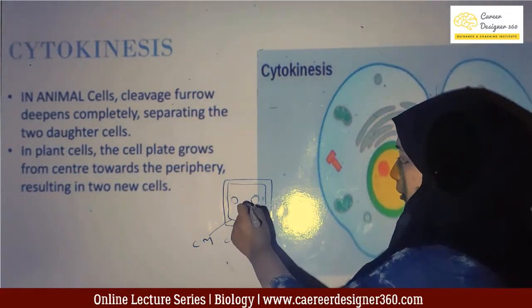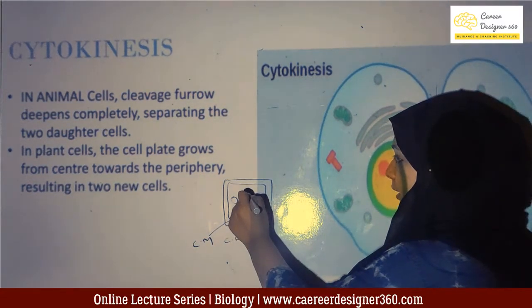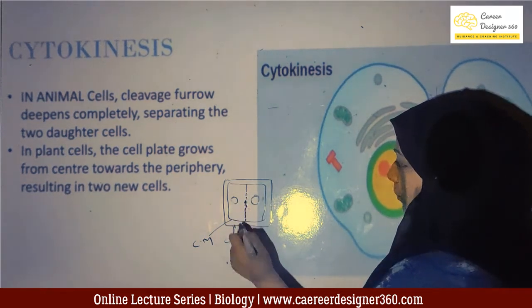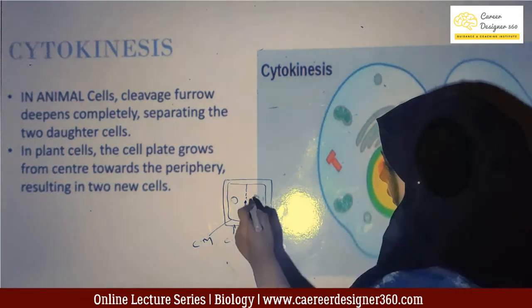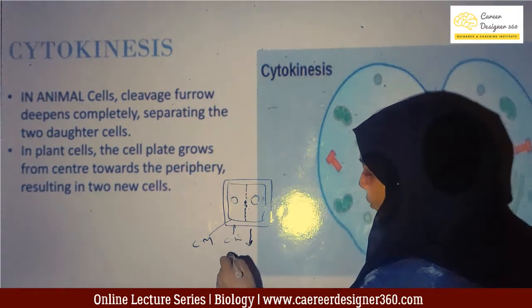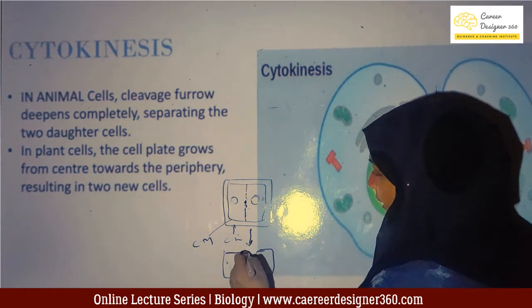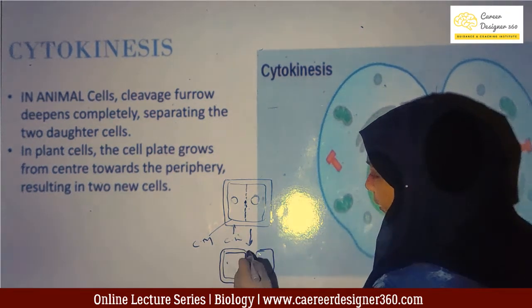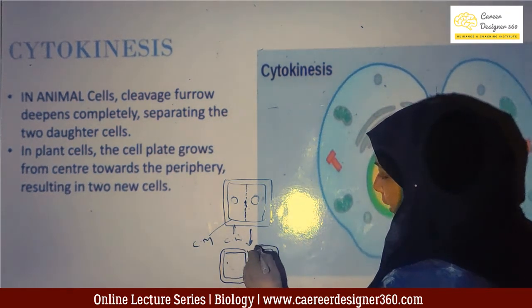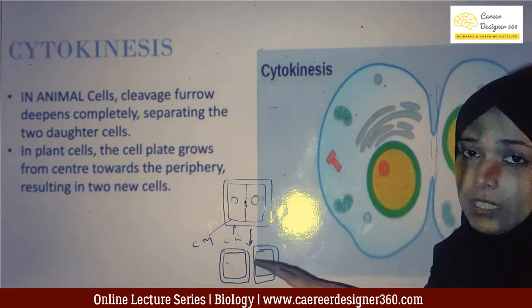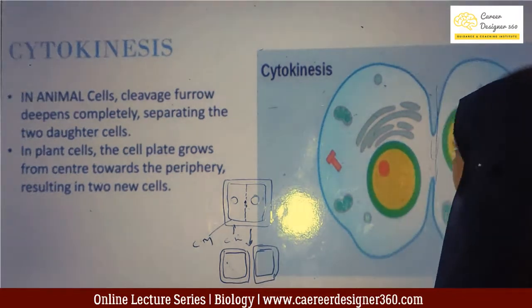Now a cell plate is laid, and it keeps on growing from the center towards the periphery, and ultimately it gives you two new daughter cells of plants. Then the cell wall is formed, and now we have two new daughter cells. So this is how cytokinesis occurs in plant cells.